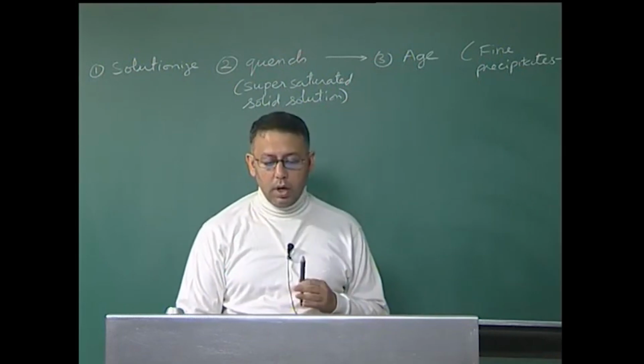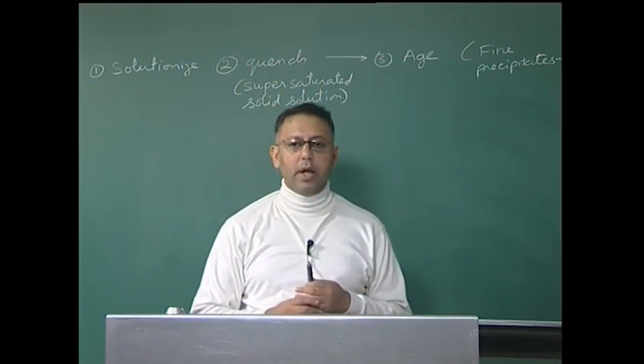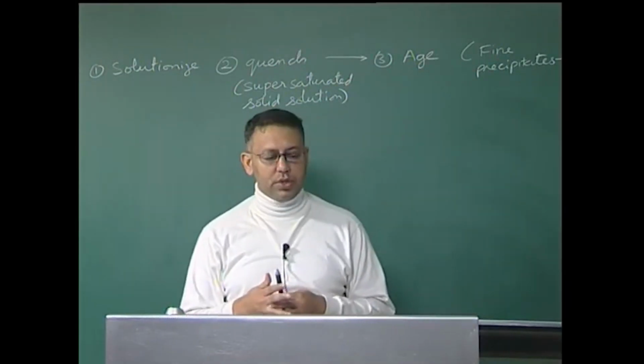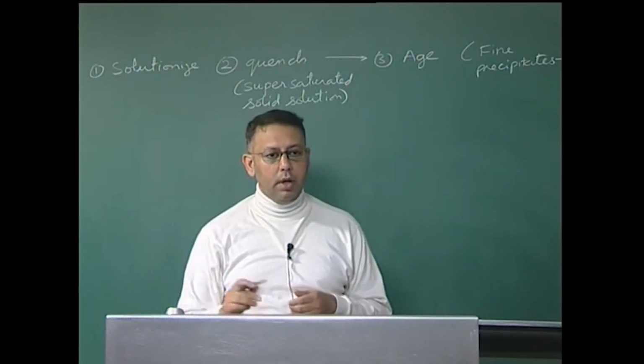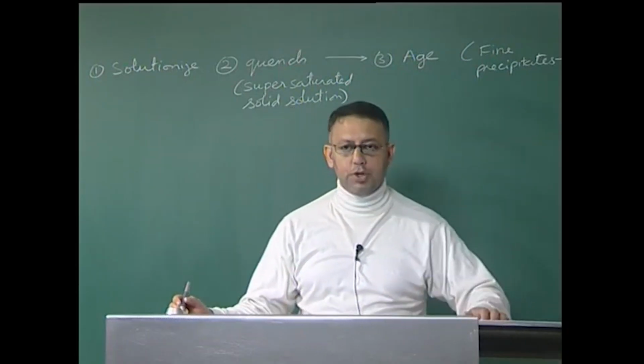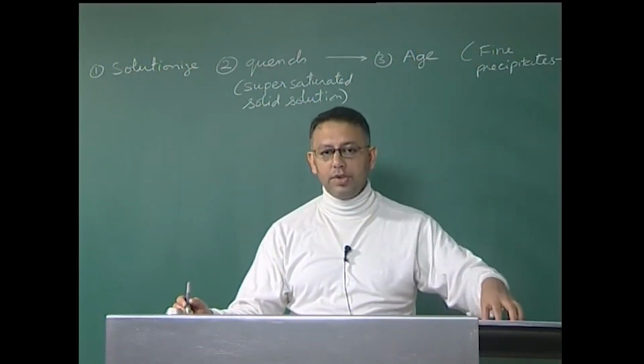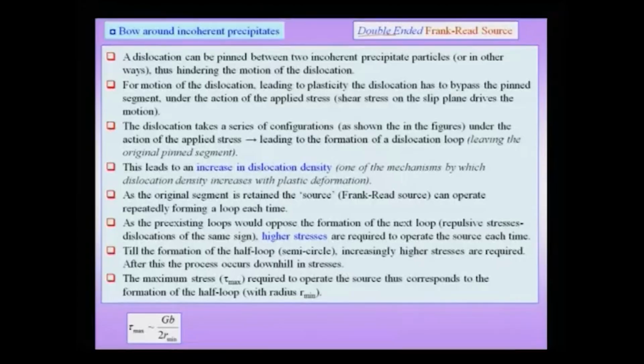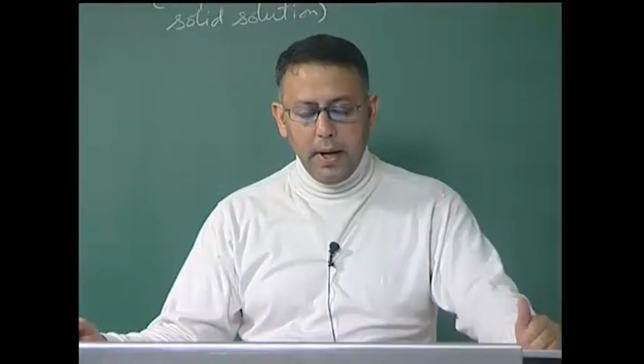Okay. Now, we have talked about this Frank-Read source. Let us understand what is the implication of having a source like a Frank-Read source, and what are the other competing mechanisms which are possible, because at the heart of this strengthening is this double-ended Frank-Read source, which has been shown here on the right hand side. Now, in the double-ended Frank-Read source, the starting point is that we have a dislocation which is moving on its slip plane.